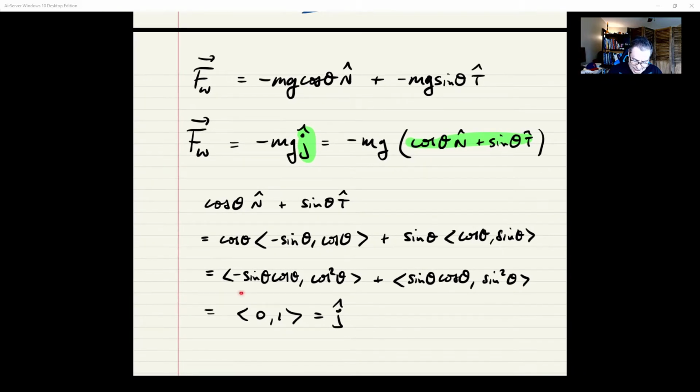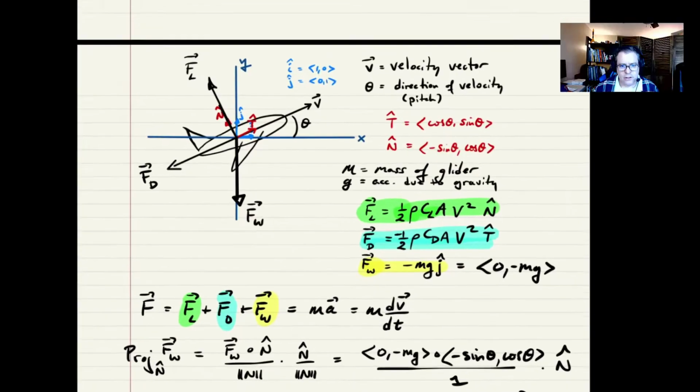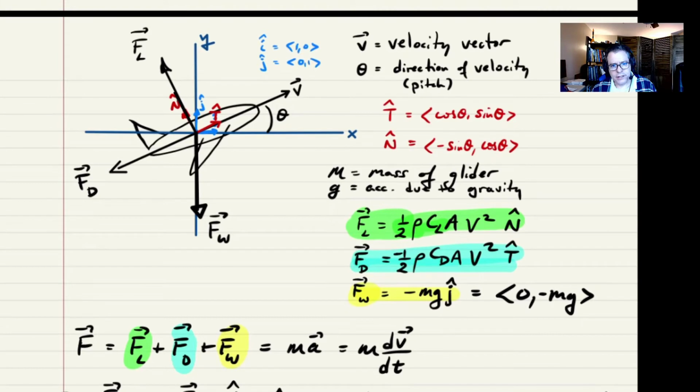And of course, if you add these two vectors together, this is negative and this is positive. These are going to add to 0, and cosine squared plus sine squared is going to add to 1. So in fact, that is equivalent to the unit vector j. So now things are really starting to come together.